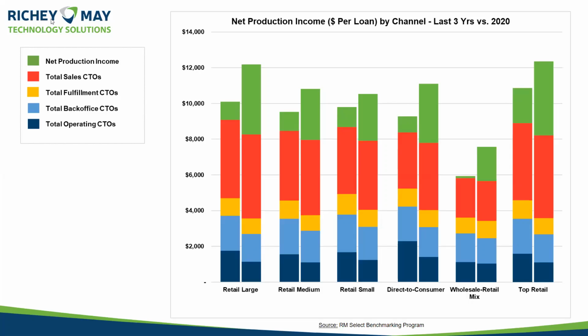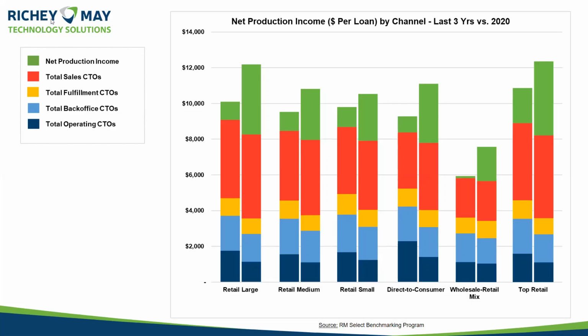Then it would be followed by the top retail, the retail medium, and the retail small. I think actually, if you look at it, the retail large had the highest per loan production revenue, a little higher than the top retail. It's a little bit difficult to see, but at any rate, we see them have the largest increase. And it's a little bit hard to put precise data on why we're seeing this.